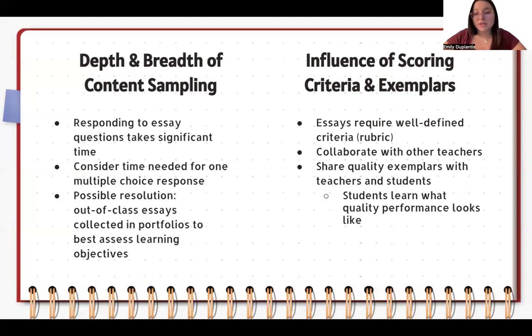Second is that we as teachers need to collaborate with other teachers. Are we scoring essays the same? Do we have the same rubric? Are we scoring reliably across the board? And then we need to share quality exemplars with those collaborative teachers as well as with our students. So students learn what quality performance looks like from these exemplars. They need these exemplars to be successful.